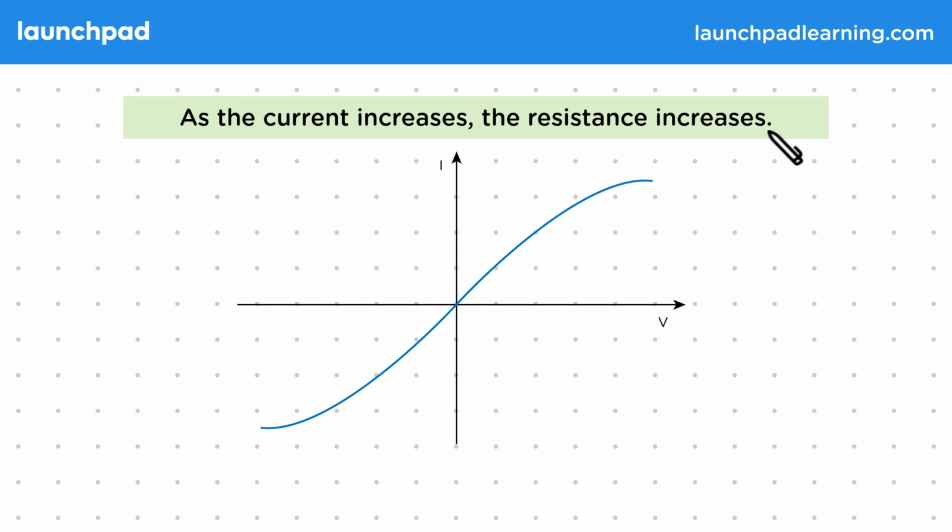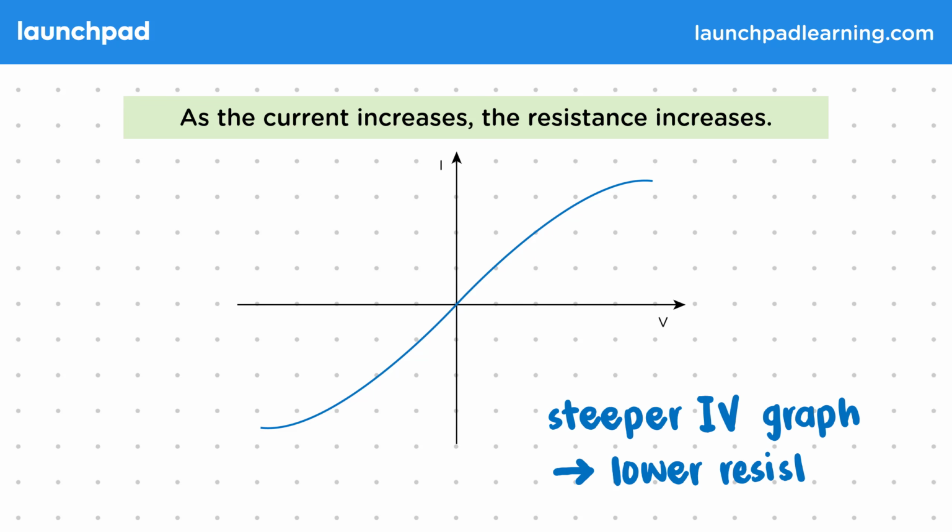Remember that the gradient of an IV graph tells us the resistance of the component. But steeper gradients don't mean larger resistances. Instead, a steeper IV graph means a lower resistance. Since the gradient here is current divided by potential difference, we're finding I over V instead of V over I.